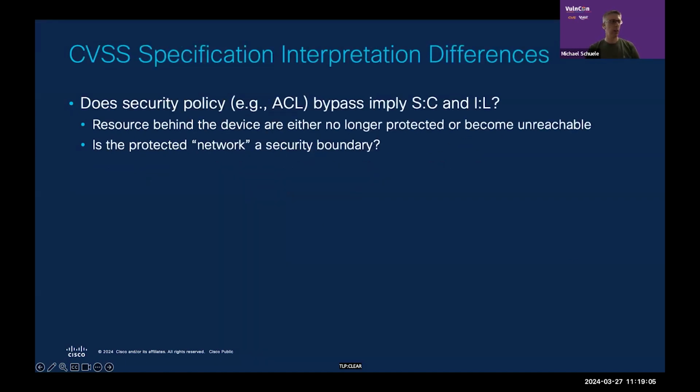And finally, there were CVSS specification interpretation differences. I covered one of them, which is the security policy bypass. Does it imply scope change and integrity low impact? Do we consider the protected network as a security boundary? That is where we had disagreements between Cisco and NVD.